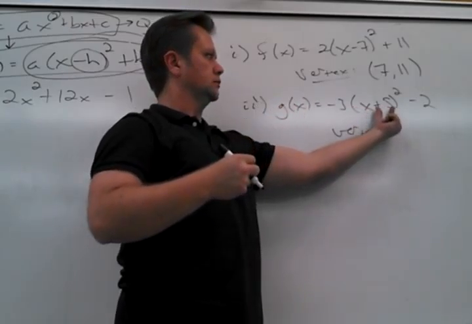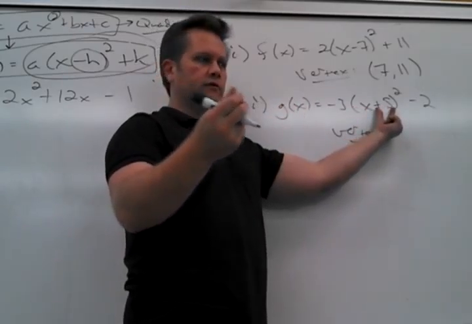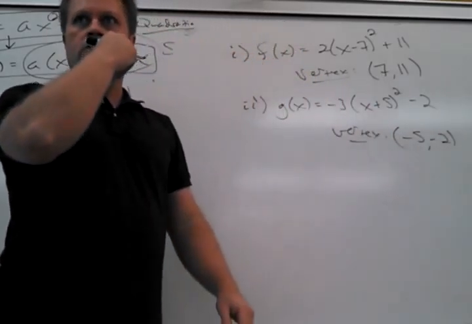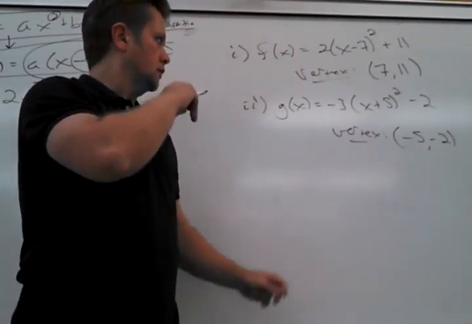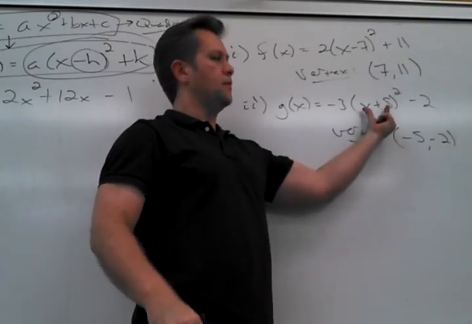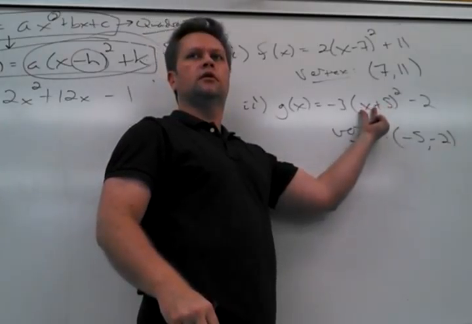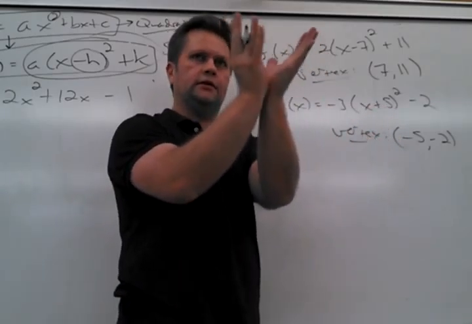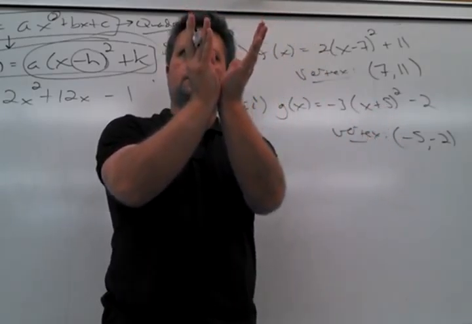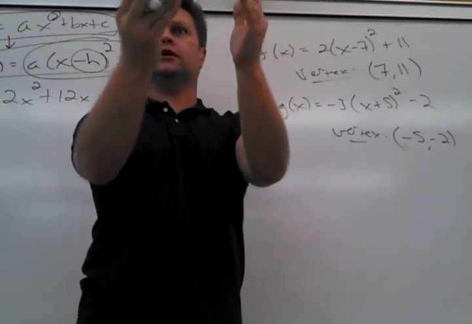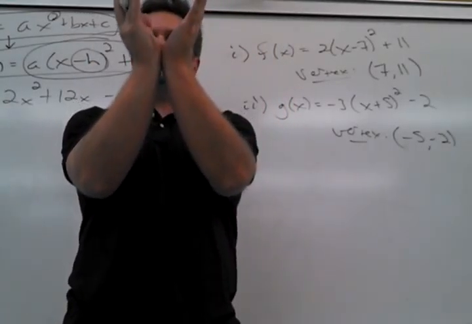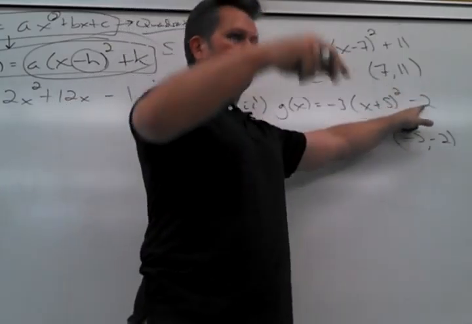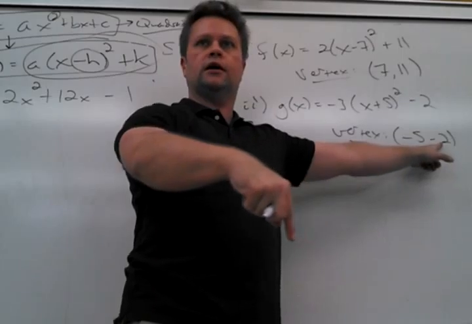So what about this guy? -5. -5. -2. -2. Kick ass. Wait, how'd you get the -5? Because it's the opposite of what's in there. How do you make this 0? -5. That's the quick way to do this, yeah. Because if you make it 0, that's where it's sitting. Right? So to make X squared 0, it's 0. It's sitting at 0, 0. To make this 0, it's -5. And then this would take it down 2. That's why it's at -2 now.